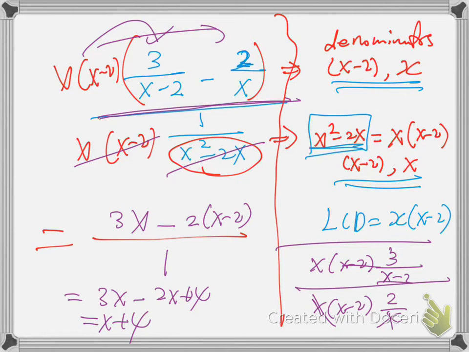So this is the other case. If there are degree 2 expressions in the complex rational expression, you have to factor it, and then find the LCD, and then top and bottom multiplied by the LCD. So LCD is very important. We use LCD to add, to subtract. Now we use LCD to simplify the rational expression. And next time we will use LCD to solve equations. So one more example.